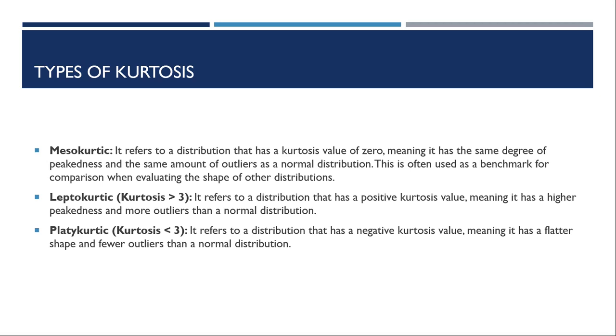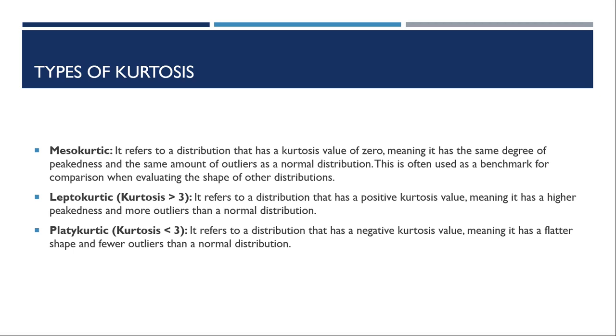The next one is the leptokurtic. In this type, the distribution is taller and the tails are fatter. The peak is higher than the mesokurtic, which means the data contains more outliers. So when we calculate the kurtosis value, it will be more than 3.